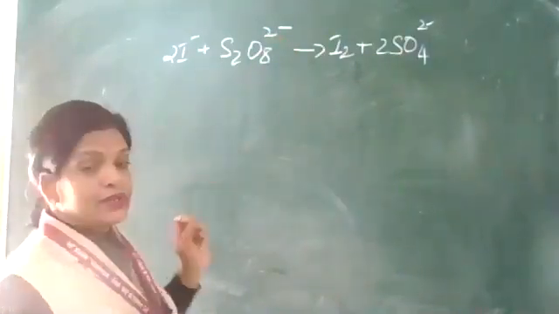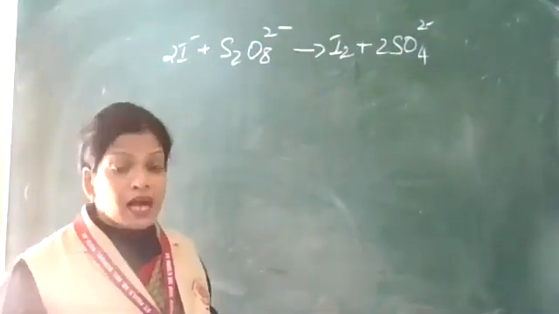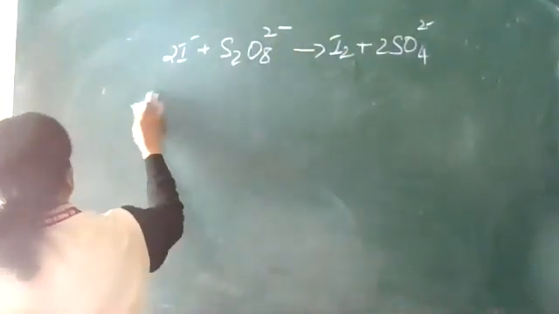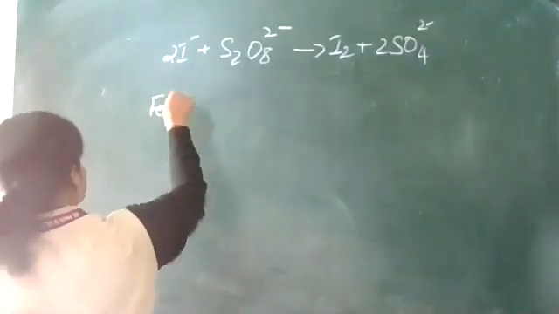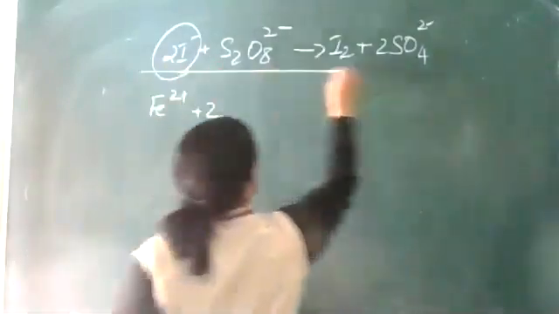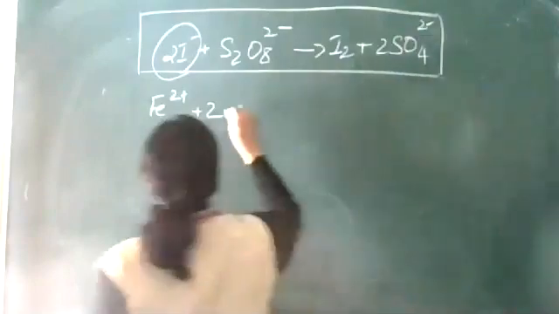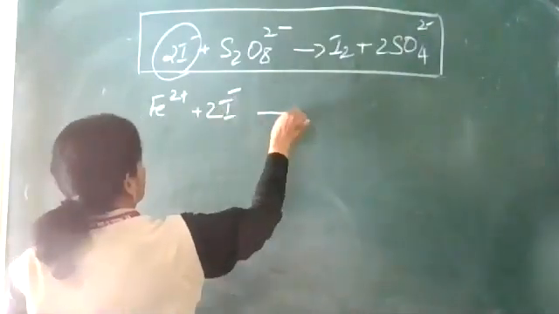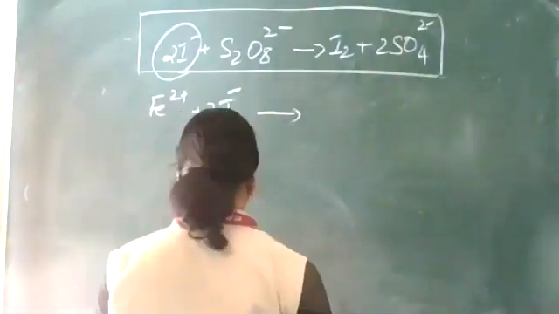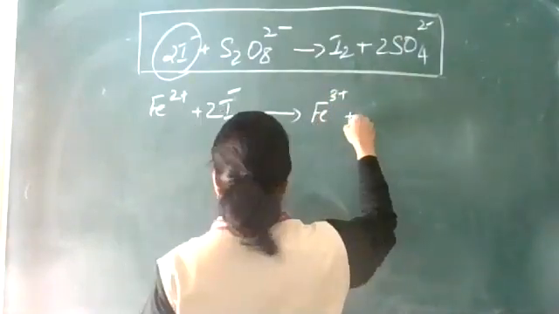In this reaction we are using iron as the catalyst. How does iron act as a catalyst? First, Fe2 plus will react with the first one, that is 2I minus. This is the equation: 2I minus. And what will happen? This Fe2 plus will change to Fe3 plus, that is the catalyst only, plus what?